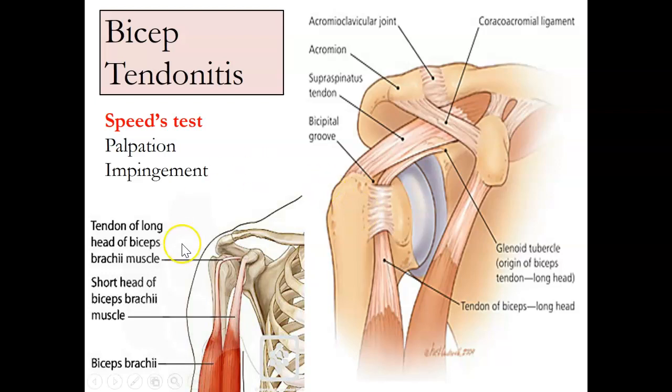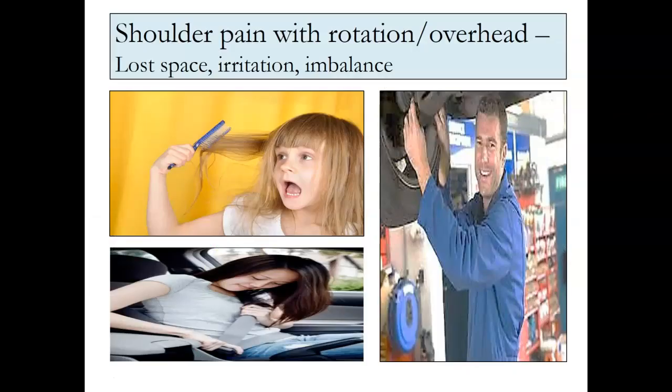Very commonly. And that's kind of where you do a lot of your treatment, right on the top of the anterior deltoid. And everything else is kind of the same. It's just restoring posture and biomechanics. Again, this kind of syndrome, this pattern, all these shoulder issues: lost space, irritation, imbalance, pain.